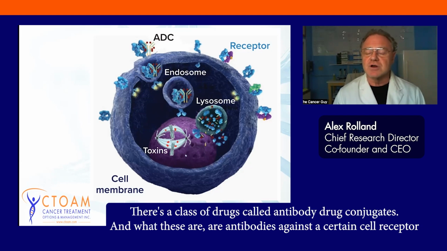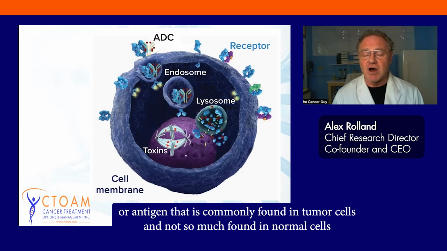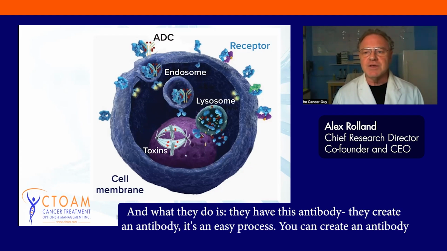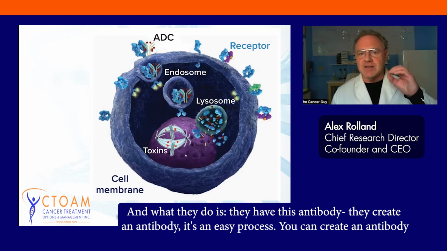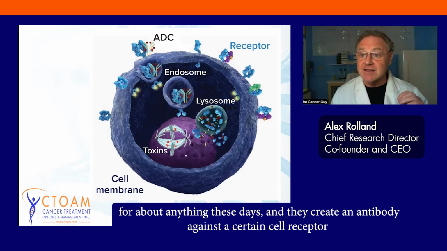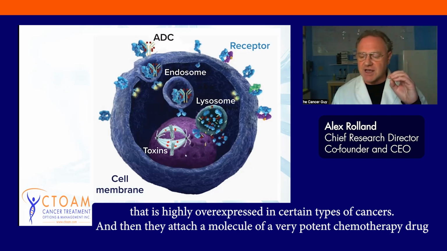There's a class of drugs called antibody drug conjugates. These are antibodies against a certain cell receptor or antigen that is commonly found in tumor cells and not so much found in normal cells. It's an easy process. You can create an antibody for just about anything these days. They create an antibody against a certain cell receptor that is highly overexpressed in certain types of cancers, and then they attach a molecule of a very potent chemotherapy drug.